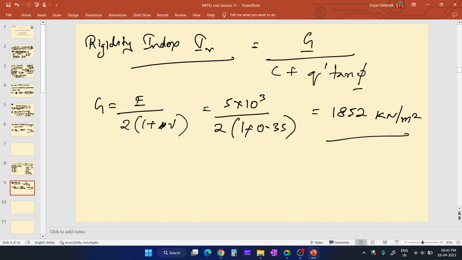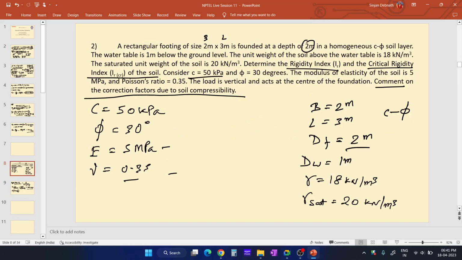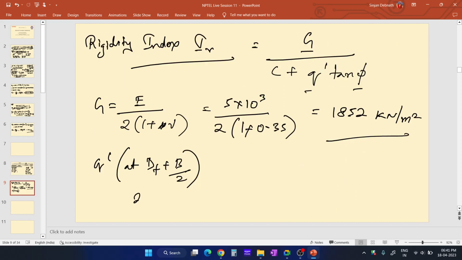So now we need to find out this value of Q dash at dF plus B by 2 depth. dF, the depth of the foundation, is how much? It is 2 meter. B is how much? 2 meters. So that means 2 meter plus 2 by 2, that is 3 meter. So at 3 meter we need to find out Q dash.